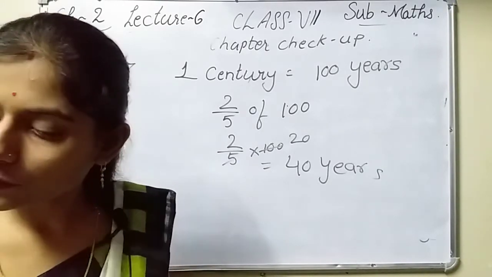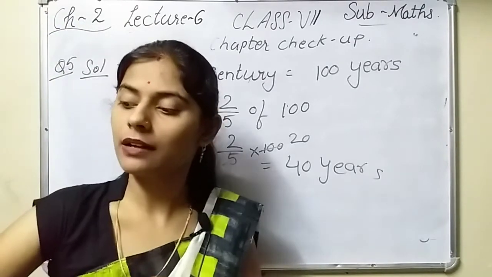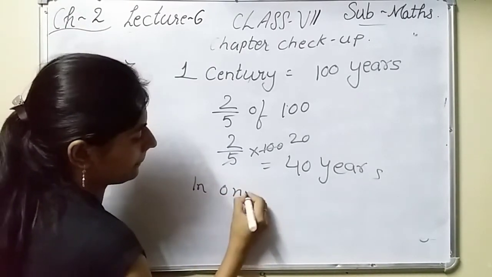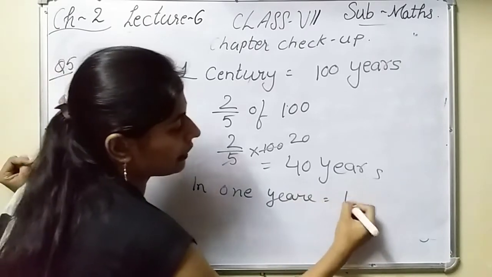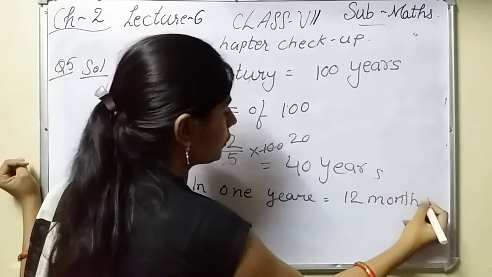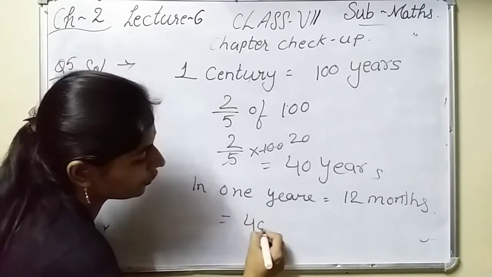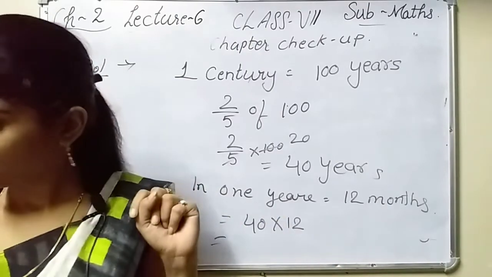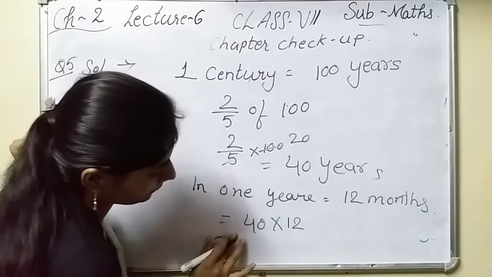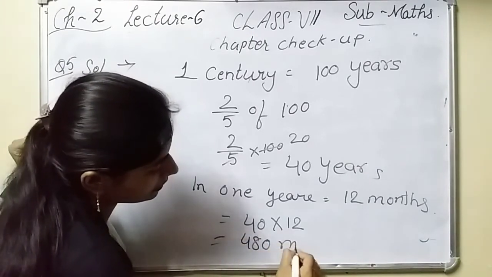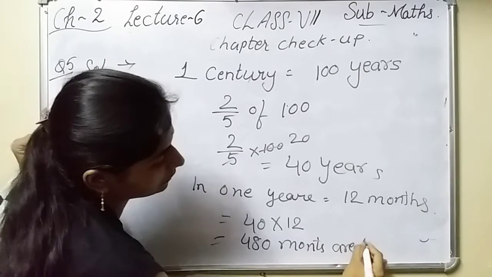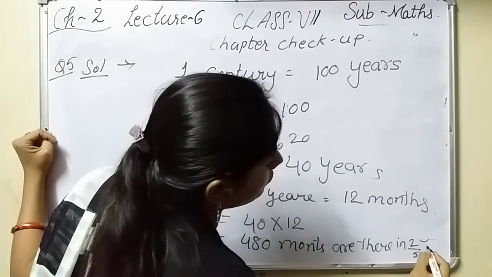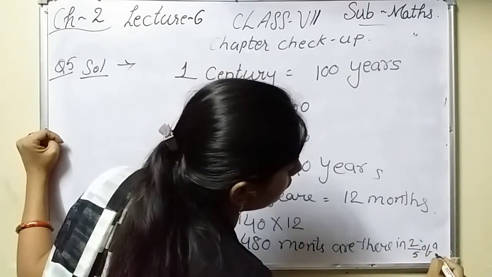Now see, it is 40 years, but they are asking how many months are there in 2 by 5 of a century. See, in one year, how many months are there? 12 months are there. So you have to multiply 40 into 12 if you have to find the months. 40 years into 12 means 480 months are there in 2 by 5 of a century.